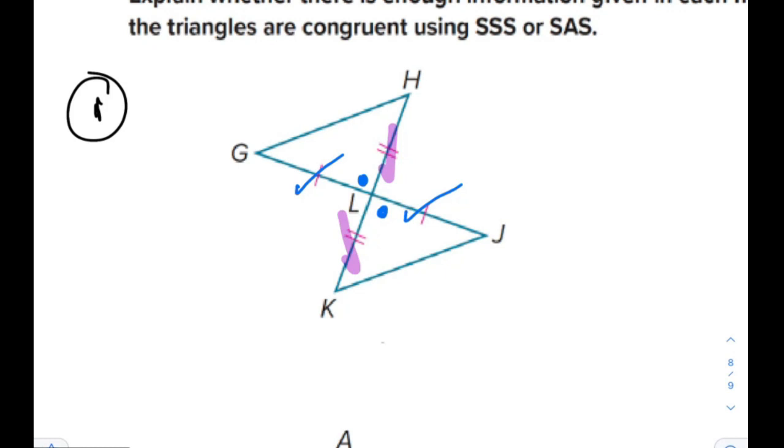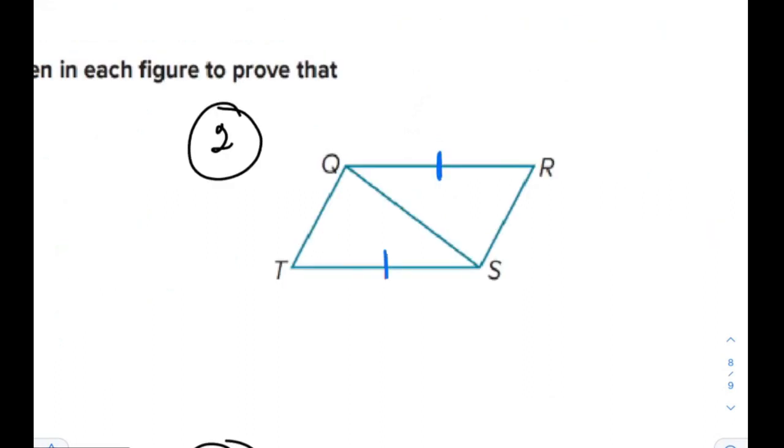So now we have side, and then angle, and then side, in order. Side, angle, side. So yes, by side angle side. Next, here we have only given this side is congruent to that. And this is in the first triangle, and this is in the second triangle. So we have one side. Also, we have a common side, which is this one. This is common. You use the reflexive property. QS is common. Okay, we have two sides, but we have nothing more.